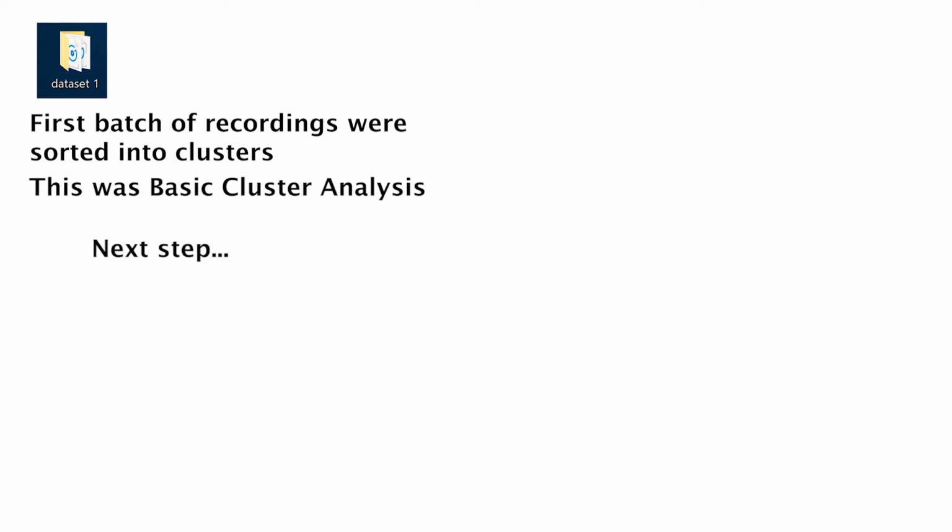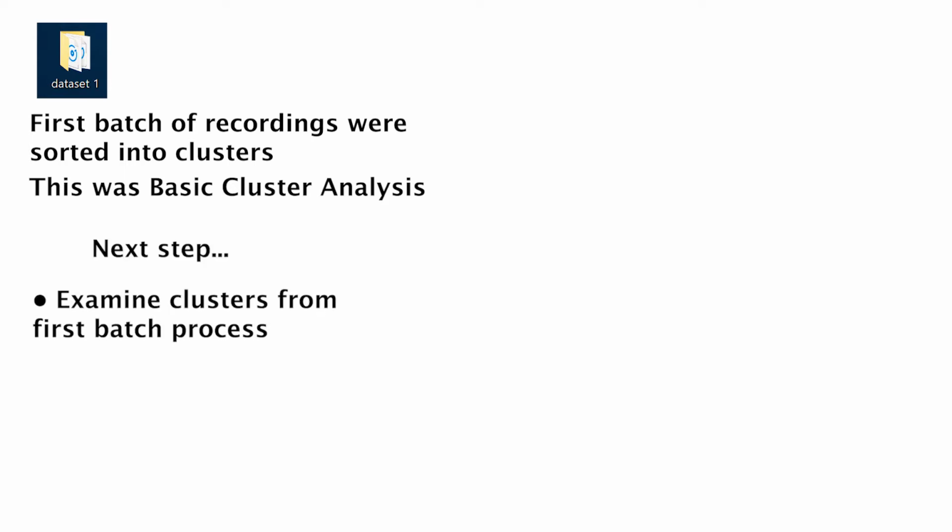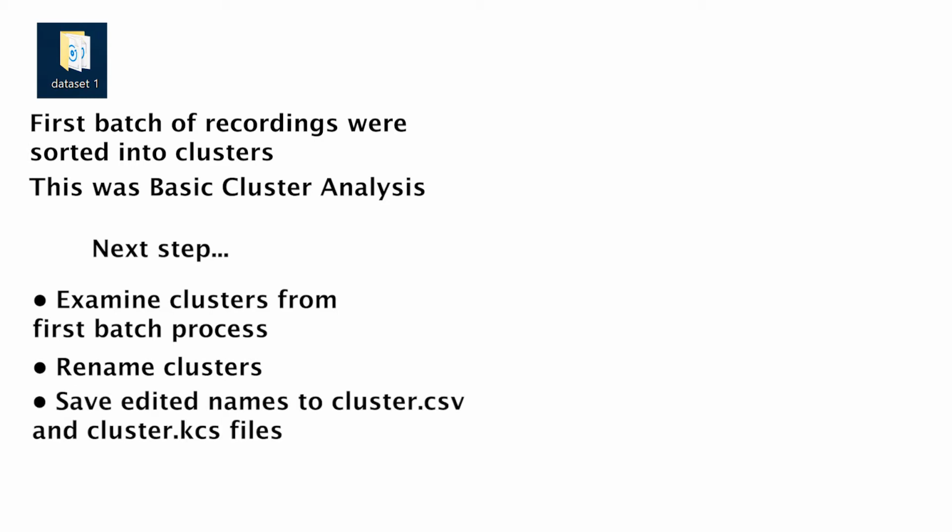Let's pause and review what we've done so far. An initial batch of files was analyzed for vocalizations. Vocalizations from the files were sorted into clusters based on similarity. This was the basic cluster analysis. Next, we examined the clusters created from the first batch process. We found different species of birds, and we renamed the clusters to represent those species. The newly edited cluster names were written to a CSV spreadsheet file and also to a cluster.kcs file. The cluster.kcs file is used as a simple classifier to sort new input files.